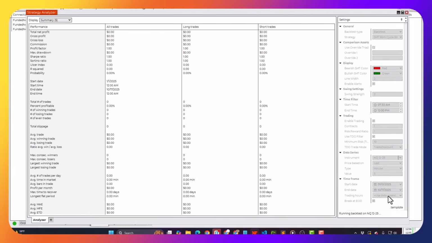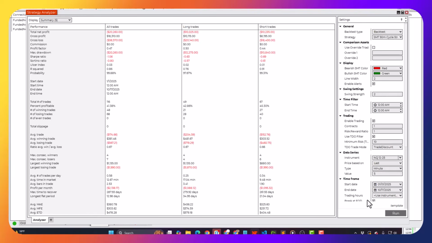Run. Yeah, now it's running. Oh, we got negative $20,000. So that is one thing I've noticed. This is great, the strategy analyzer, to see where your strategy works well. We can run it on ES, see if that's even better.